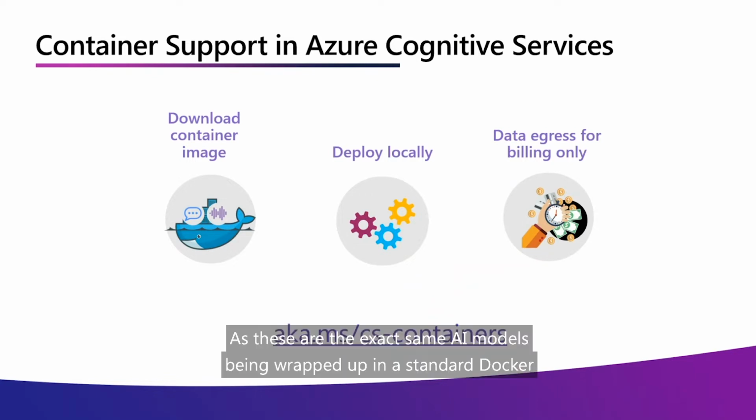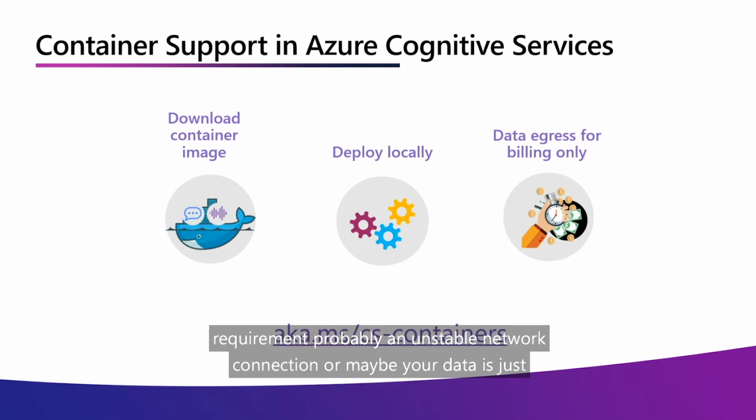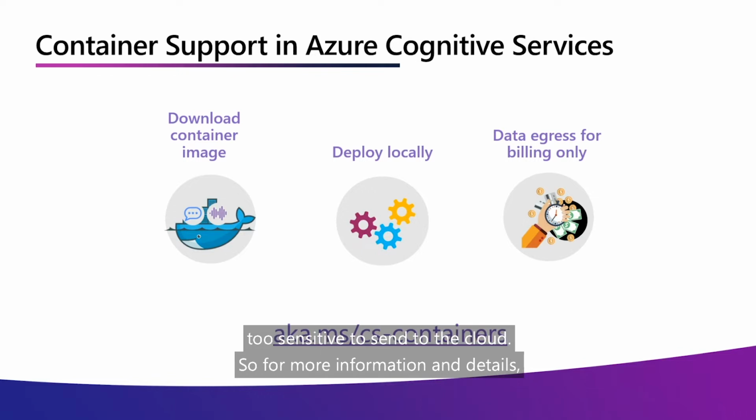These are the exact same AI models wrapped up in a standard Docker container that you can download and deploy. This would be really helpful when you have a high throughput or low latency requirement, probably an unstable network connection, or maybe your data is just too sensitive to send to the cloud.